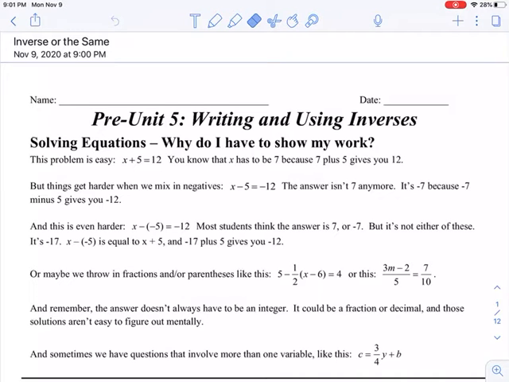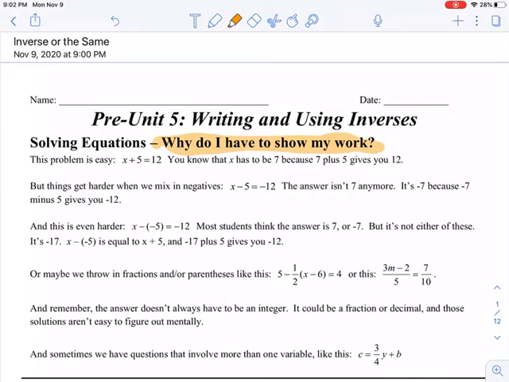All right, let's start our next chapter. And this set of notes is actually before our unit. We're going to call this pre-unit 5, writing and using inverses. So solving equations, why do I have to show my work? I will hear that many, many times this chapter, believe me.